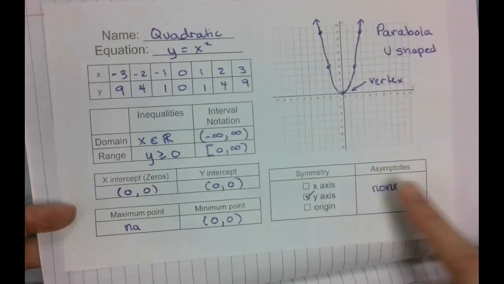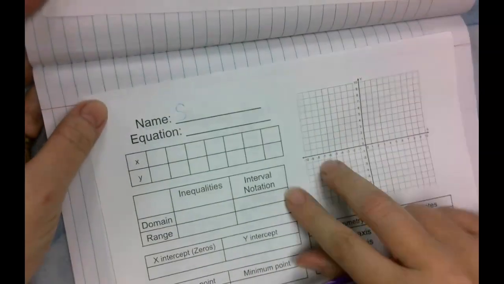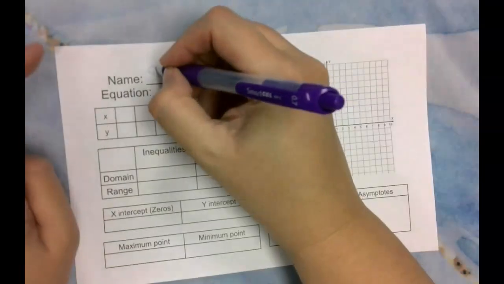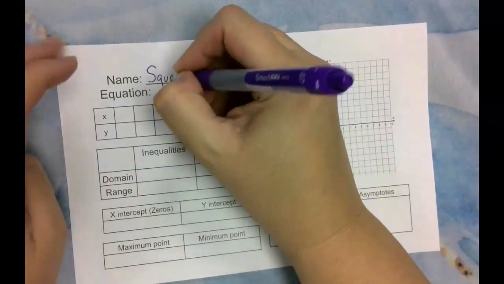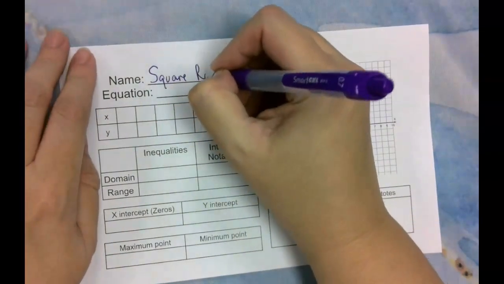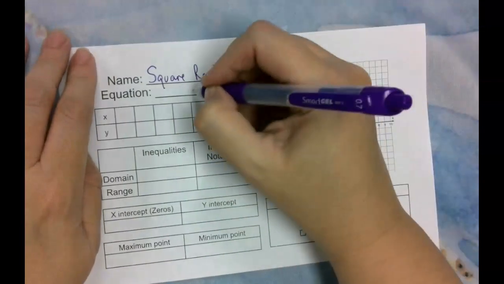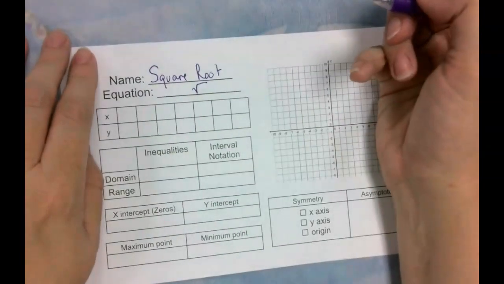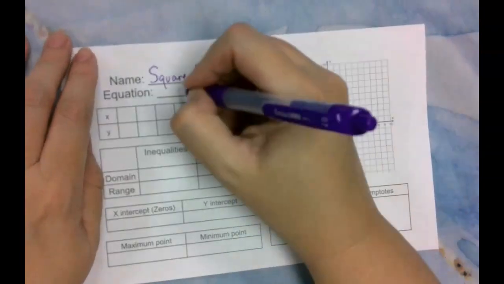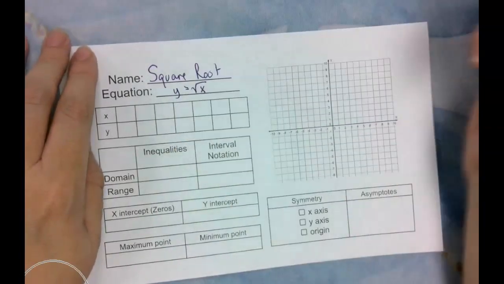Okay, we did our quadratics yesterday, and we're going to start with our square root function that's going to go on our next page here. And these two graphs are related, and that's why we're doing them next to each other. So this one is the square root. And we know a square root sign looks like this. So the x goes inside, and this is equal to y.